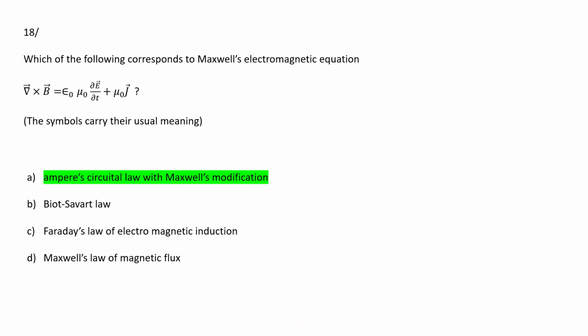Then which of the following corresponds to Maxwell's electromagnetic equation, that is curl H is equal to epsilon naught mu naught del E by del t plus mu naught J, and everybody knows where this comes from. So here the option A, that is Ampere's circuital law with the Maxwell's modification, is the correct one.